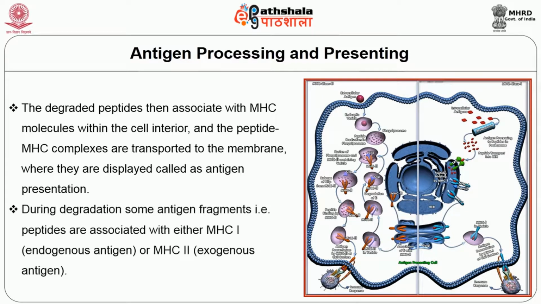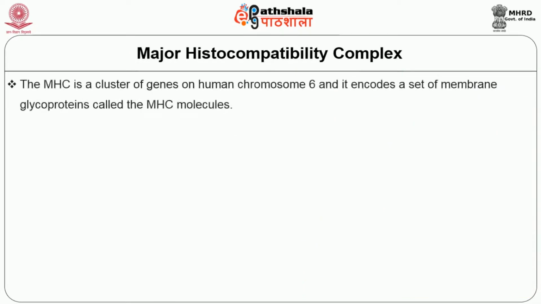During degradation, some antigenic fragments, that is peptides, are associated either with MHC class 1 molecule, those antigens are called endogenous antigen, or with MHC class 2, these antigens are called exogenous antigen. Let us see what is MHC complex. MHC, that is major histocompatibility complex, is a cluster of genes on human chromosome 6, and it encodes a set of membrane glycoproteins called MHC molecules.